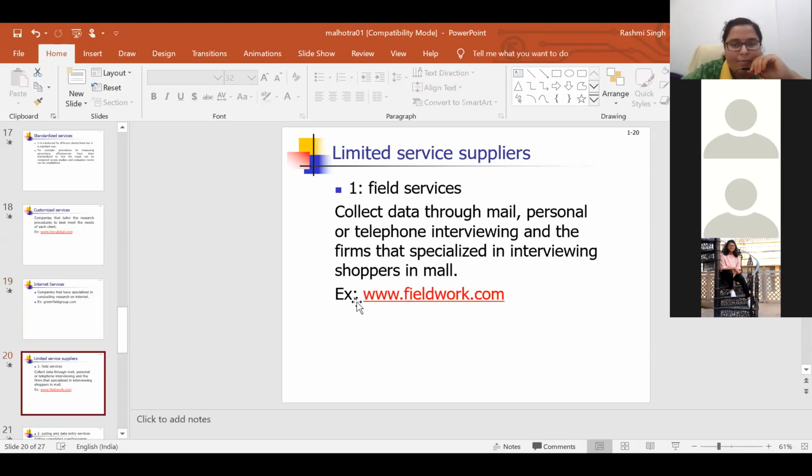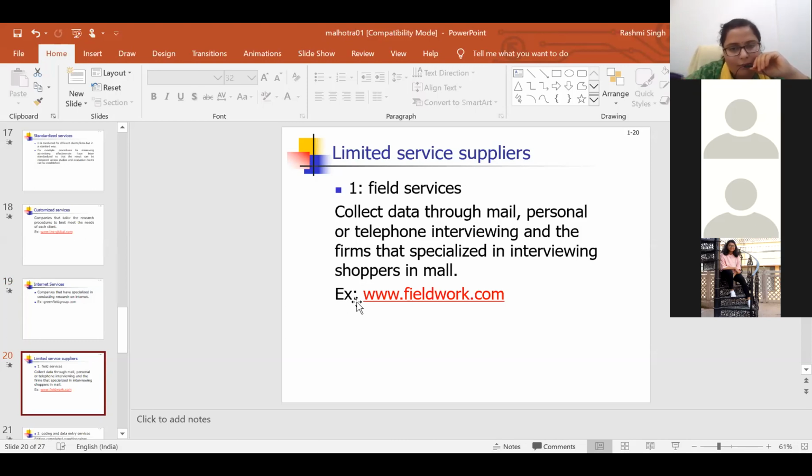Then limited service suppliers. Limited service suppliers means they will not do A to Z, or they will not do everything for you. They will provide you some part of your research project, some part of your research process. Let's say field services. Sometimes they will provide you field services, like they will help you in collecting data. So in field services, they will collect data through mail, through personal or telephone interviewing, and the firms that specialize in interviewing shoppers in malls.